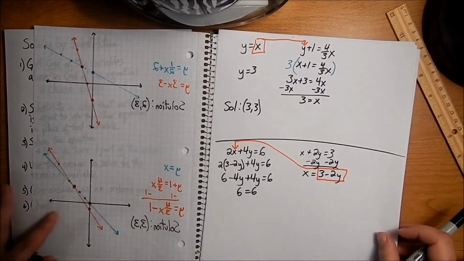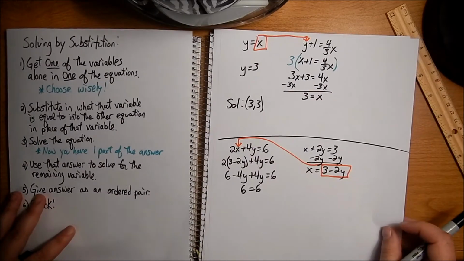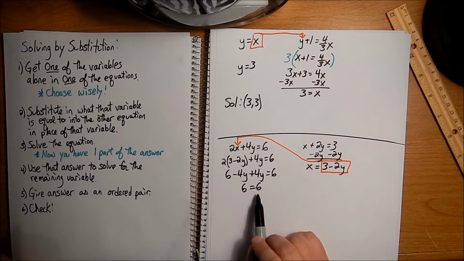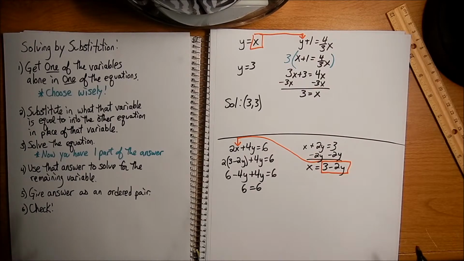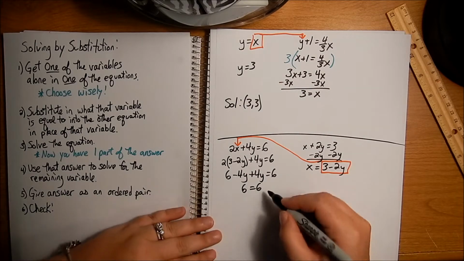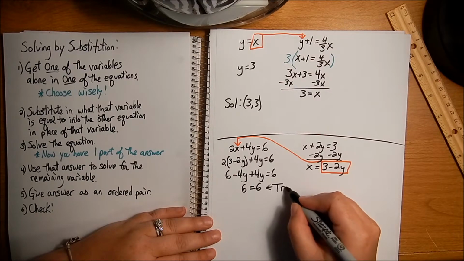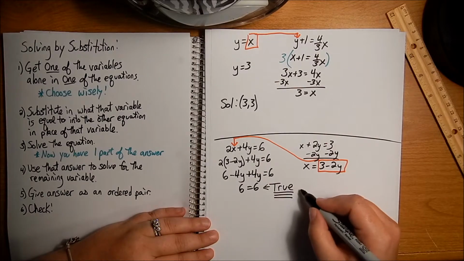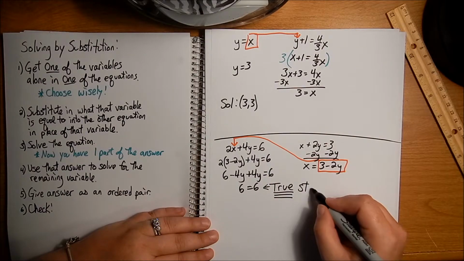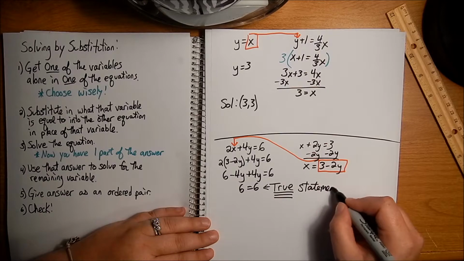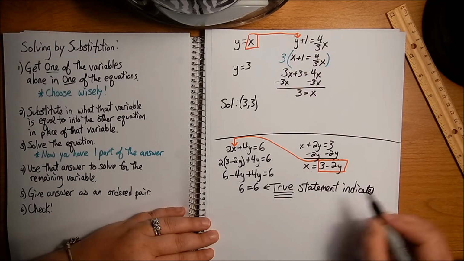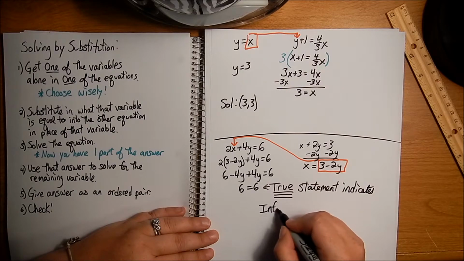So, when you are going along algebraically, and you end up with something like this, that's true. 6 does equal 6, but I can't go anywhere from here. I'm kind of stuck. So, if you have something that is true, that means that you have infinite solutions. So let's say a true statement indicates infinite solutions.